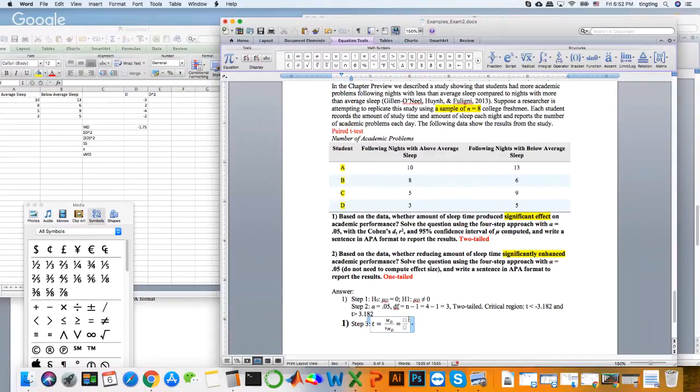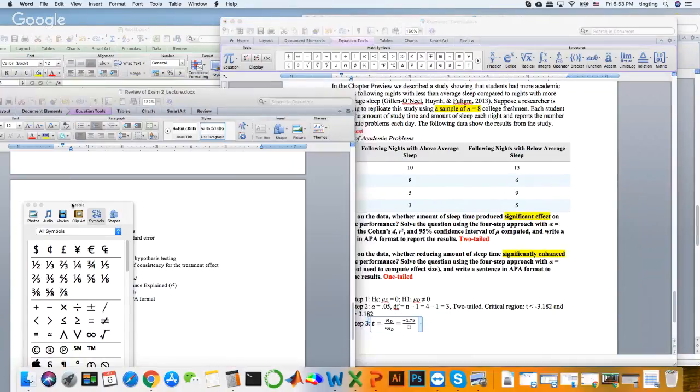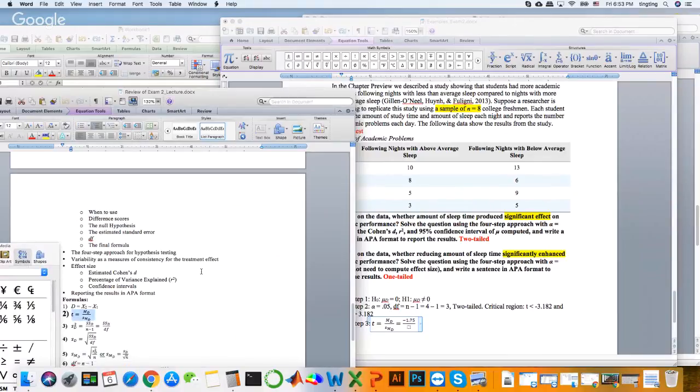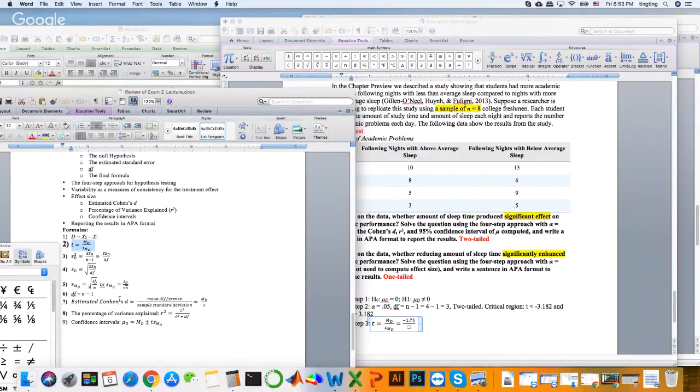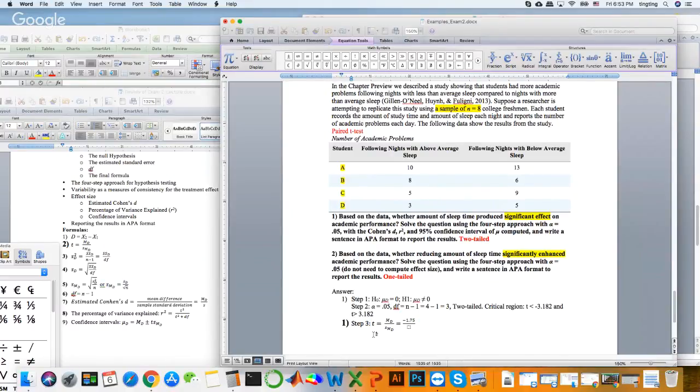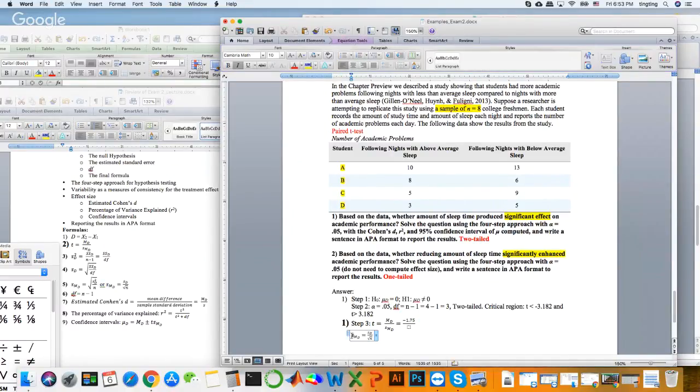Which equals minus 1.75. And then we need to compute this one. So how to compute it? Check the formula here or here. Okay, let's do it. Use this formula.